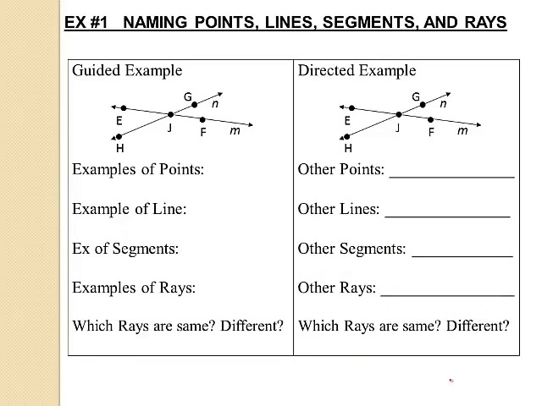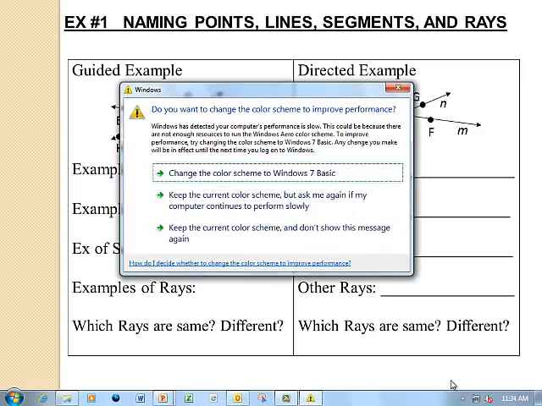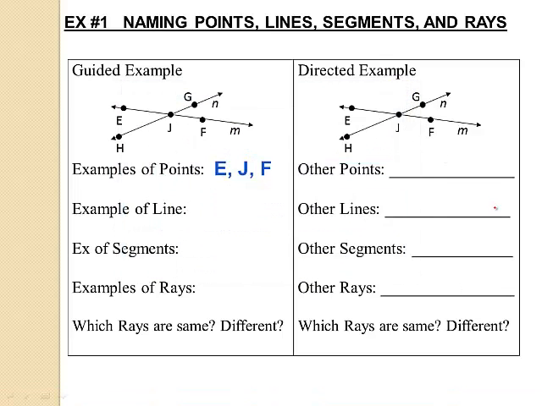So I have guided examples of points, lines, segments, and rays in this figure. Some examples of points that you can see here: point E, point J, point F. Those are the points, and I separate them by columns. Example of a line: again, you take 2 points and you draw the line on top of it. EJ is one, EF is another, but also remember the lowercase cursive letter that you can also have to name a line. Examples of segments: you have EJ, JE.